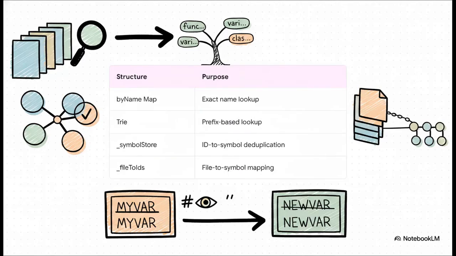Now that tree is just one piece of the global symbol table. This table brilliantly organizes data to power cross-file features. You have a by-name map for exact instant name lookups, like when you command-click to go to definition. You have the tree for that prefix-based completion we just talked about. And then you have _symbolStore and _fileToIDs maps. Working together, these allow the server to do incredibly sophisticated tasks, like project-wide case-preserving renames. Say you change a variable from an uppercase MyVar to NewVar. The server finds every single instance across every file, safely ignoring quoted strings and comments, by the way, and updates it while preserving your exact casing.